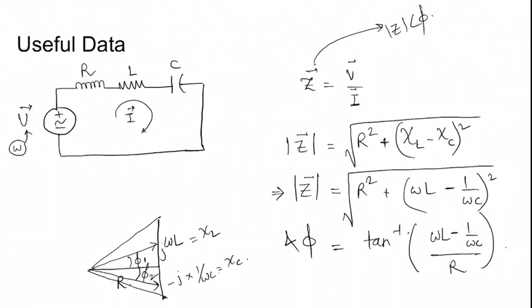So now useful data that we will be needing in order to solve this question is that for an RLC series circuit, that is AC, if you provide voltage V, which is a phasor, and the frequency is omega, then you can find the impedance Z, which is V by I, and the magnitude of Z is given by root over R square plus (inductive reactance minus capacitive reactance) whole square.